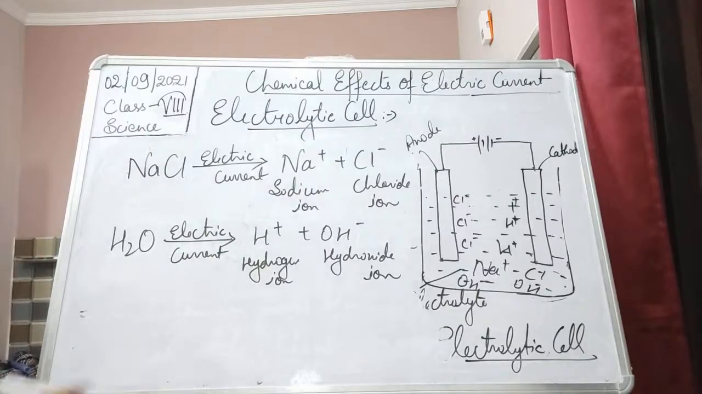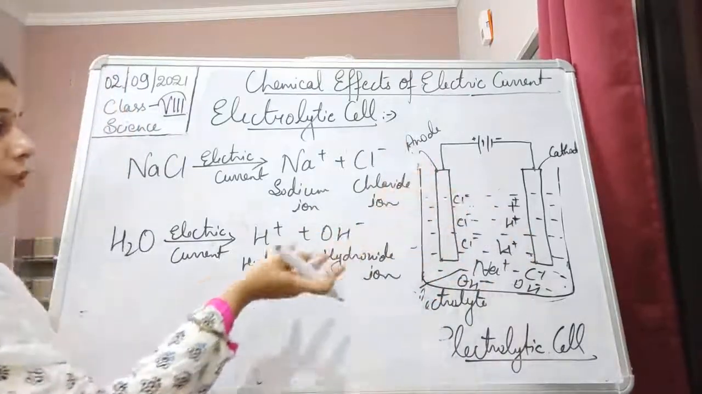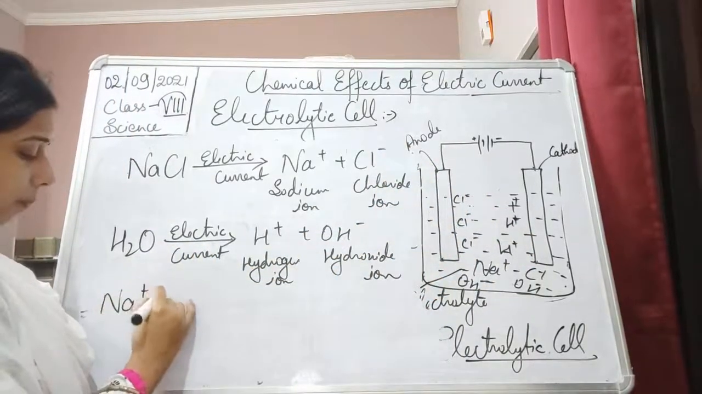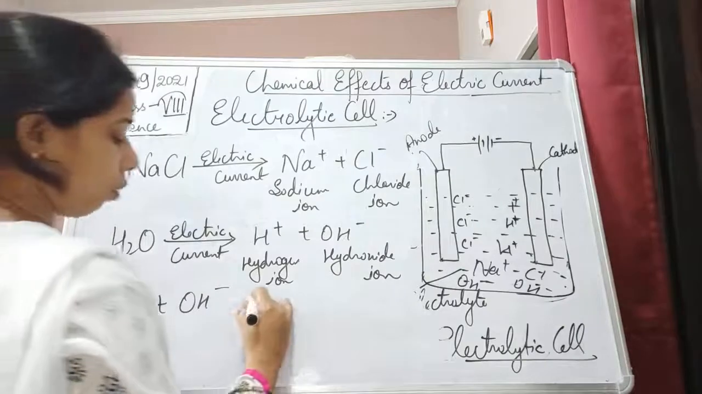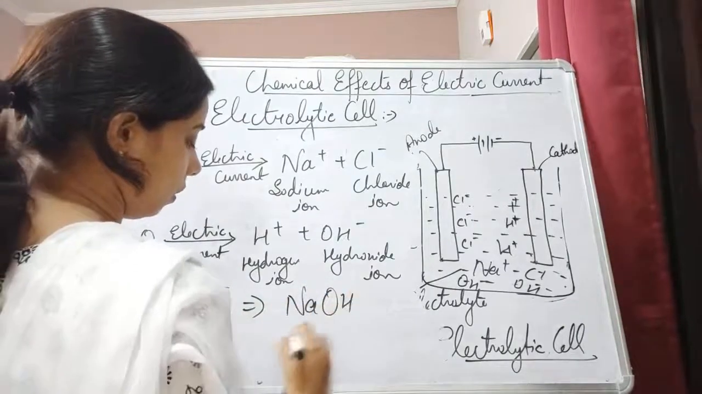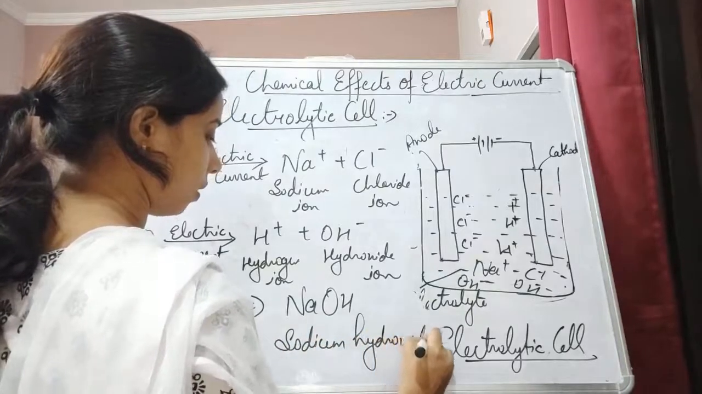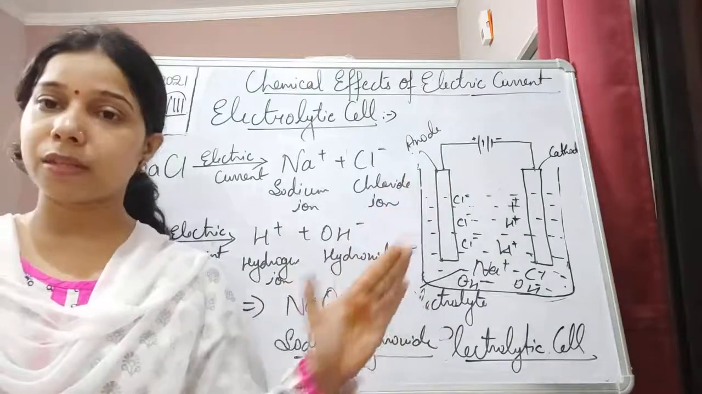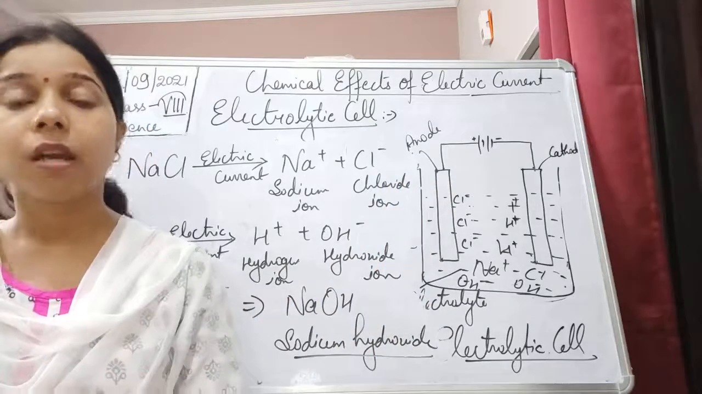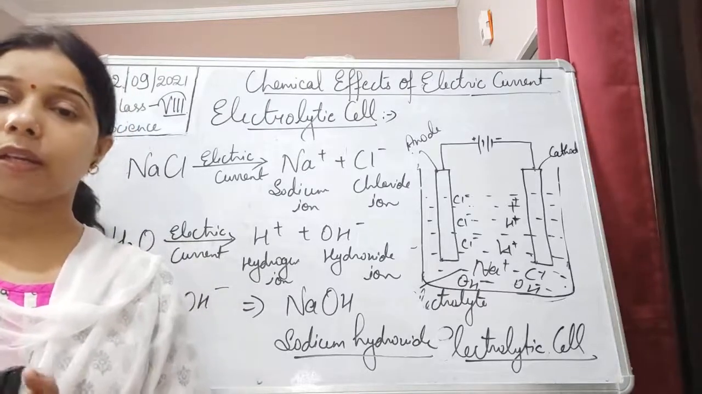Now what happened? This H positive and Cl negative move to the respective electrodes, and this Na positive plus OH negative combine together to form sodium hydroxide. Okay, so this is how the formation of sodium hydroxide takes place. So this is all about the electrolytic cell, students, how the process of electrolysis takes place in the electrolytic cell.